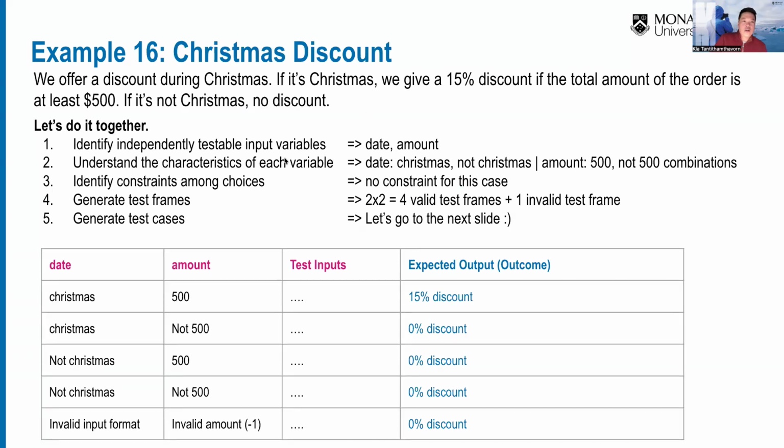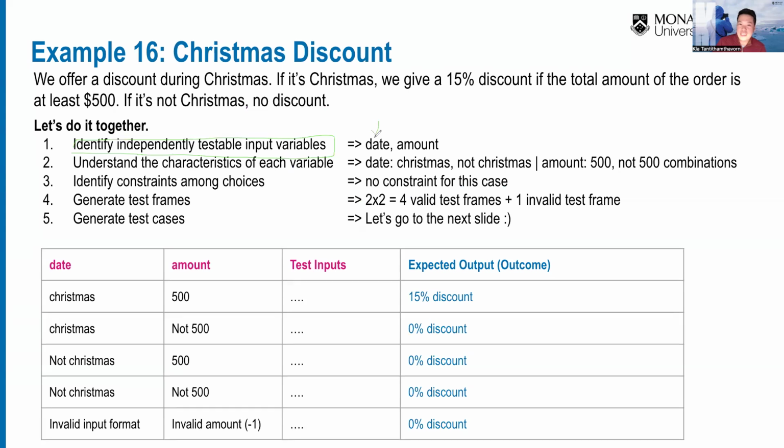Just FYI, yeah. Christmas discount, okay? This is the spec: we offer a discount during Christmas. If it is Christmas, we give 15% discount if the total amount of the order is at least 500. If it's not Christmas, then no discount at all. All right. So what is the first step? Let's do it together. Identify the independently testable input variables here.